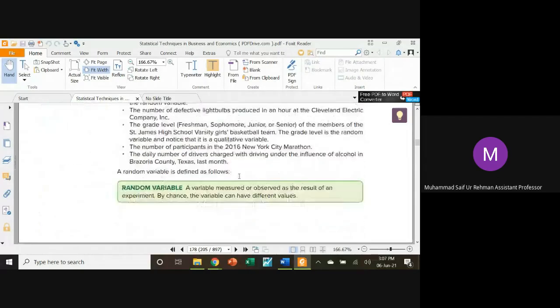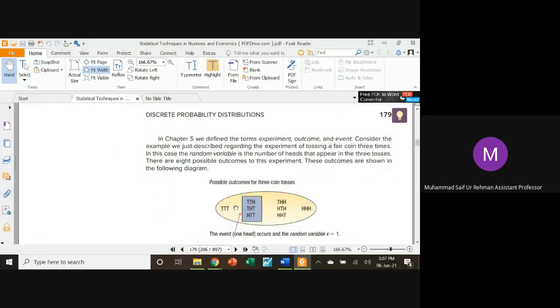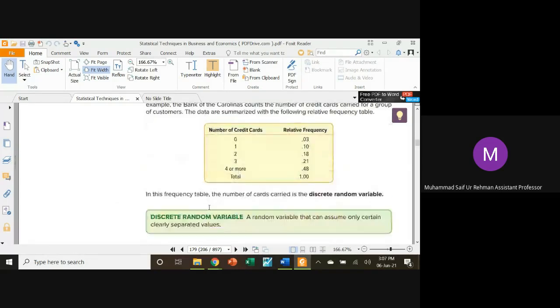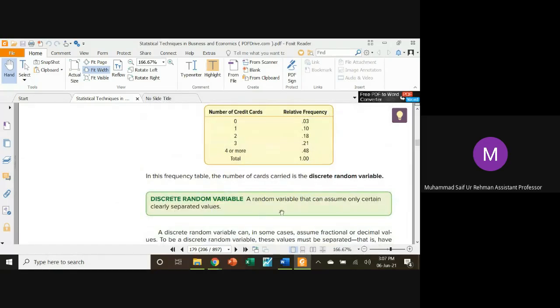Then comes random variable. What do we mean by random variable? A variable measured or observed as the result of an experiment by chance. The variable can have different values. Then there are two types of random variables. One is discrete and the other is continuous. What do we mean by discrete random variable? A random variable that can assume only certain clearly separated values. And if the values are not clearly separated, then definitely they will be continuous. So that variable will be called continuous random variable, in which there are no certain gaps in between the outcomes.